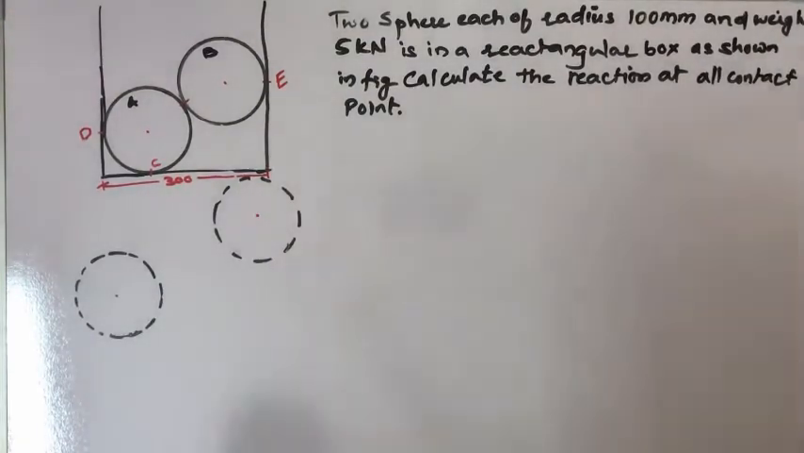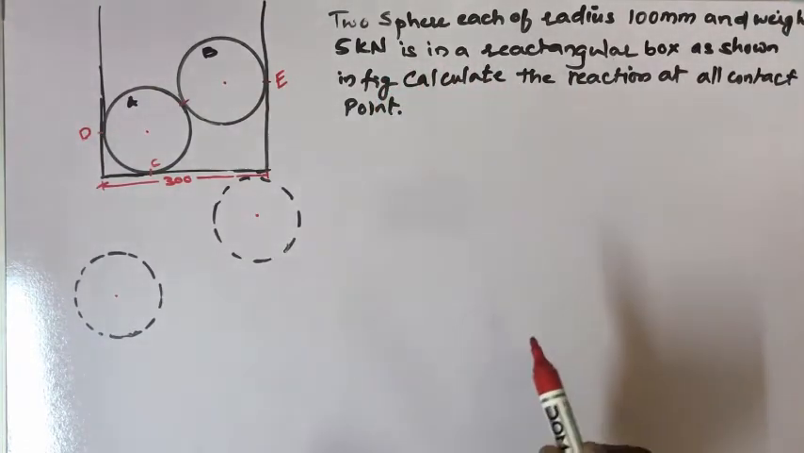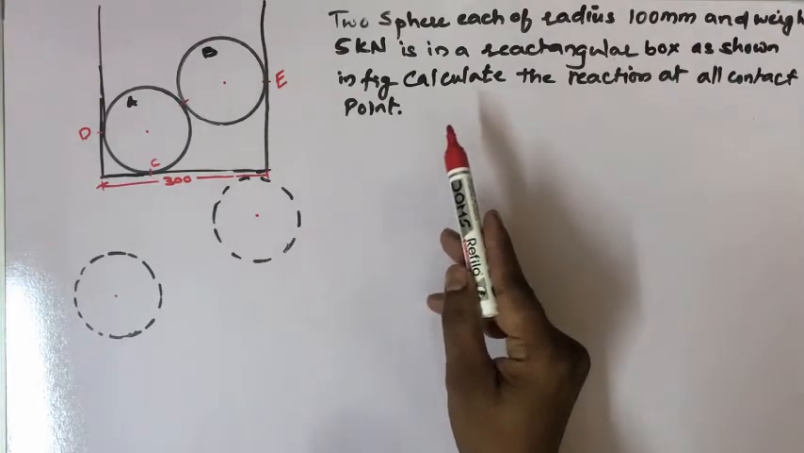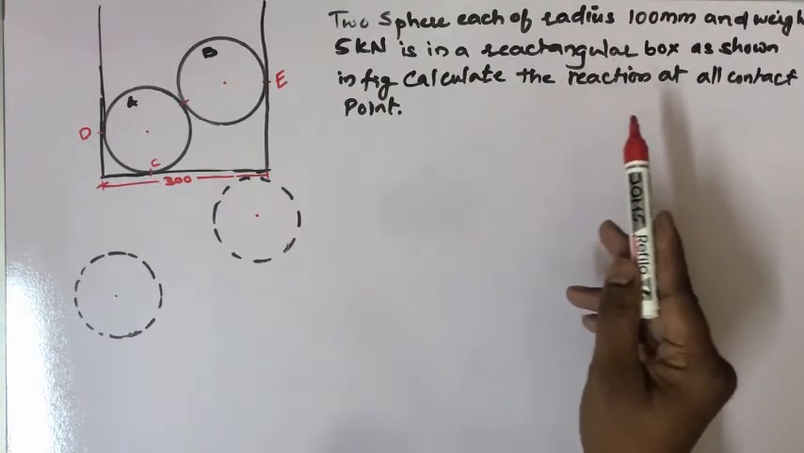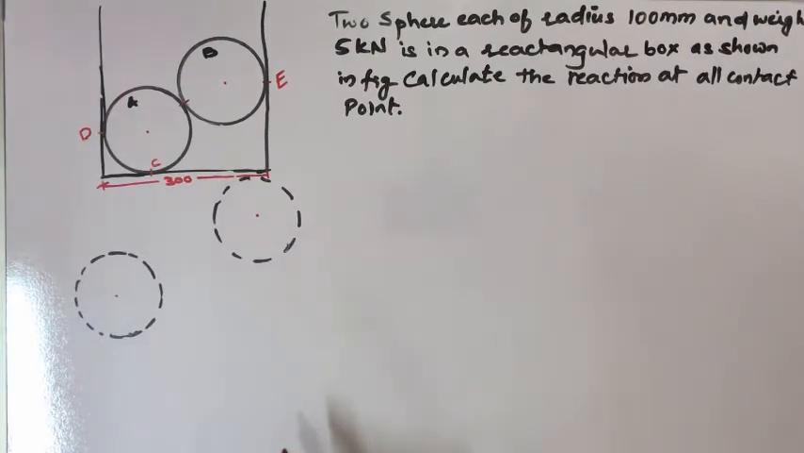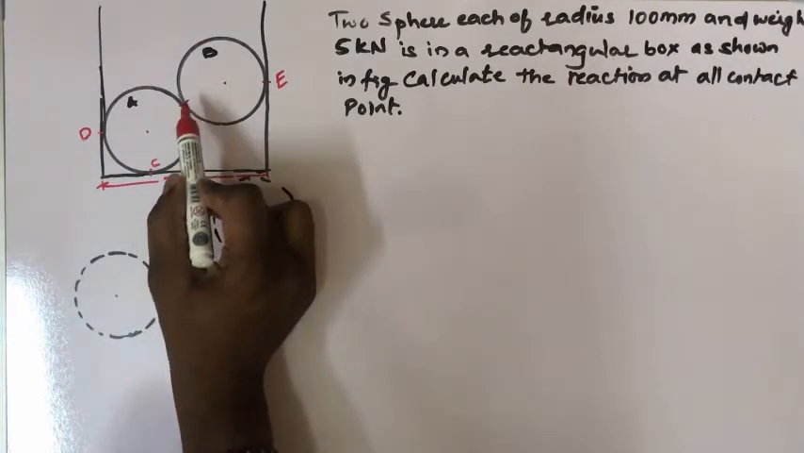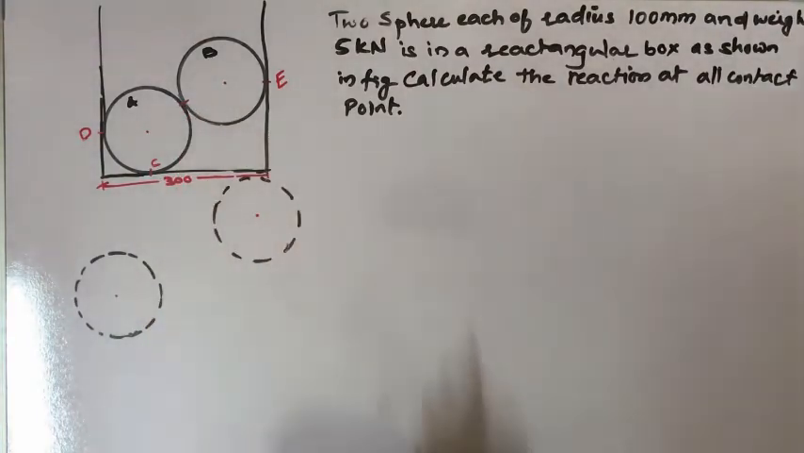So in this video I will explain a sphere problem. The question given is: two spheres, each of radius 100 mm and weight 5 kilonewton, are in a rectangular box as shown in the figure. Calculate the reaction at all contact points. The contact points are D, C, E, as well as in between A and B. So this is the given problem.